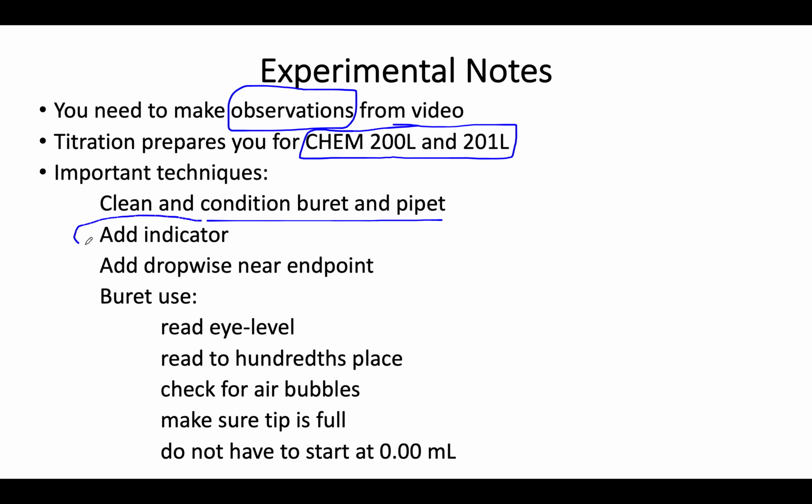I know this might sound ridiculous, but you have to add indicator. Many times I see people, I've actually probably done this myself, doing a titration and then realizing there's no color change. What's going on here? It seems like it's going on for a really long time. These things are colorless. So if you do not add an indicator, you will be there all day, okay?